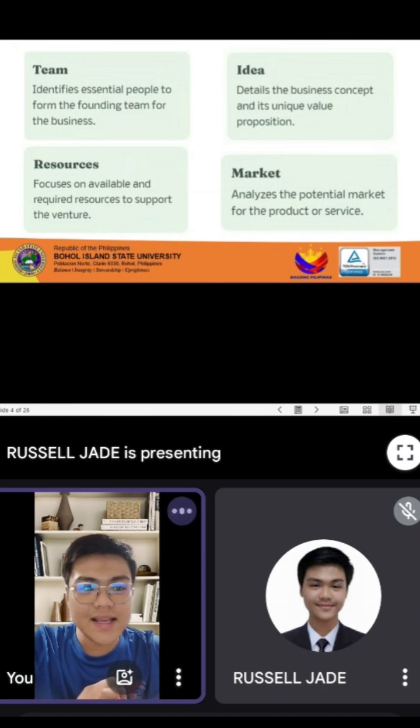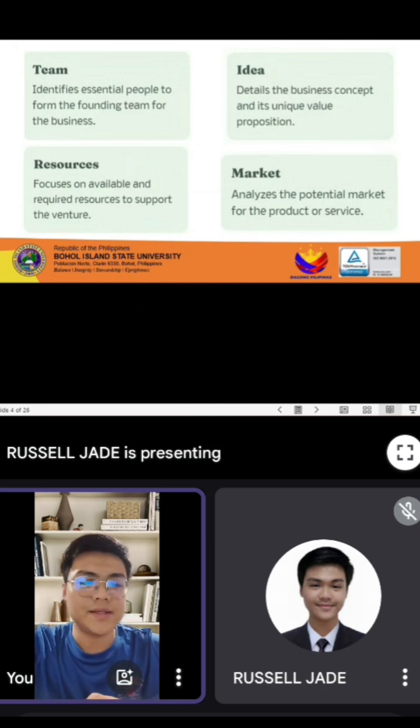The next is the idea. It details the business concept and its unique value proposition. This idea is essential, especially in the startup or in the beginning of our business, as well as in developing our unique value proposition that creates an edge over another business. So next is the market. It analyzes the potential market for the product or service. This analyzes your customer segments in selling your products.